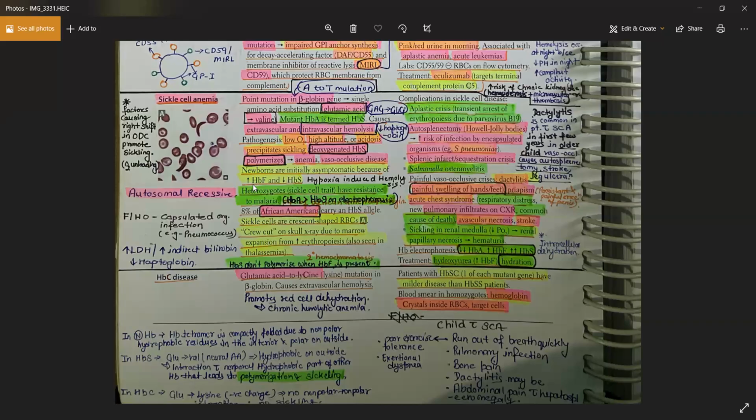And because malaria requires the RBCs to complete its life cycle, in patients who have sickle cell anemia, their RBCs will keep on getting damaged, right? And as a result, the malaria cannot survive in these types of RBCs. So a heterozygote patient with sickle cell anemia, or I can say the sickle cell trait, is kind of resistant to malaria, right? Very important.